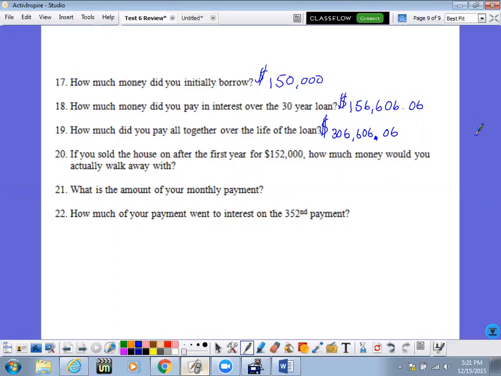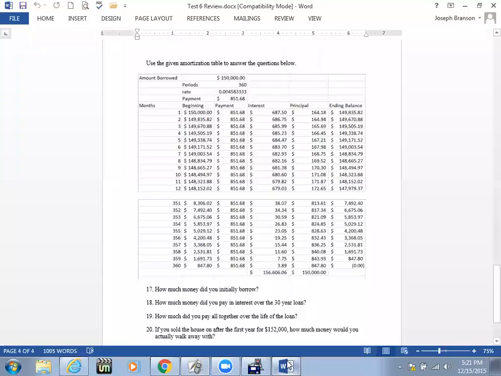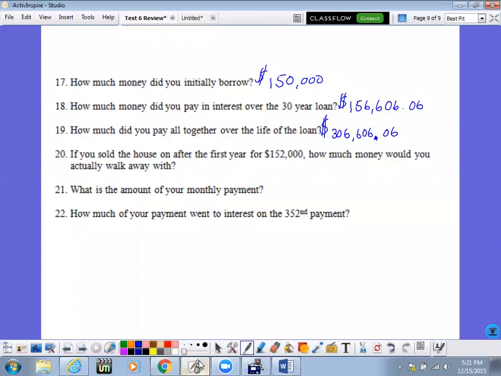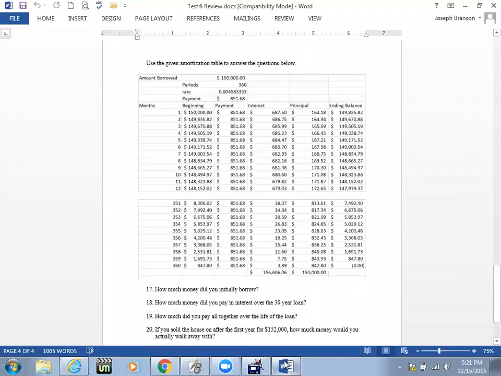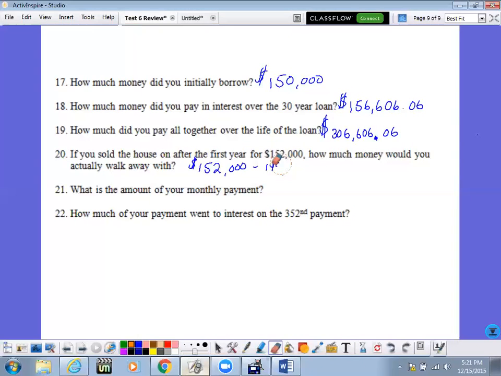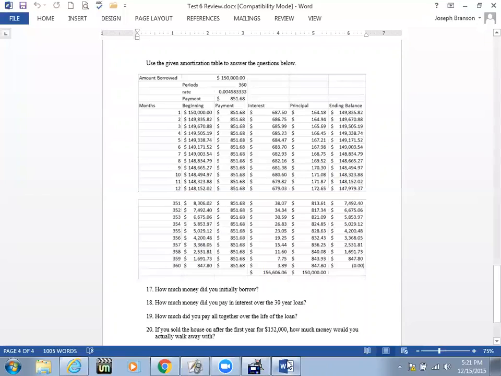So $306,606.06. If you sold the house after the first year for $152,000, how much money would you actually walk away with? So after the first year, we've made 12 payments, which means we still owe $147,979.37. So we don't get this whole $152,000. That would be nice, but that's not the way it works. We have to take away what we owe, which was $149,000. No, maybe it was $147,000. Let me go back to it. $147,979. And then we had some change too, 37 cents.